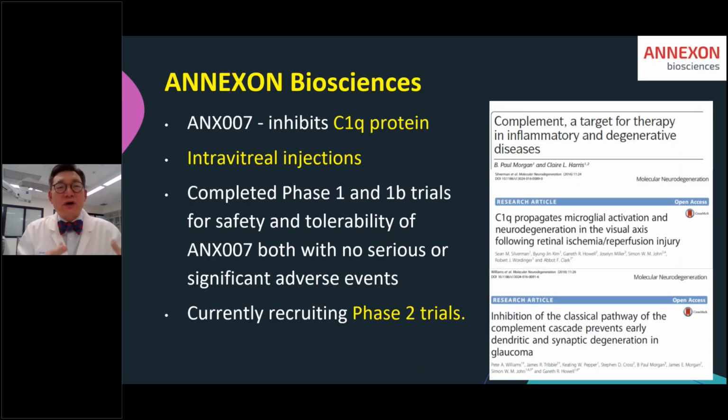This is another drug by Annexon Biosciences, and it targets C1q protein. It's given by intravitreal injection as well. Phase 1 studies were encouraging, and now this study is recruiting for phase 2. Phase 1 is first in human, phase 2 is the next level, and phase 3 is a much larger study to investigate whether these drugs are effective, but also whether they are safe.